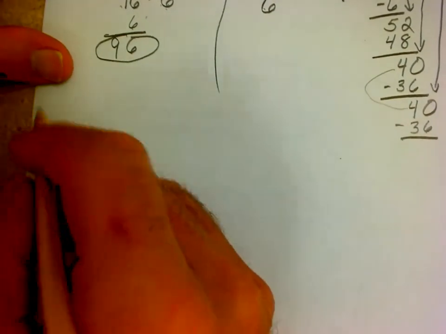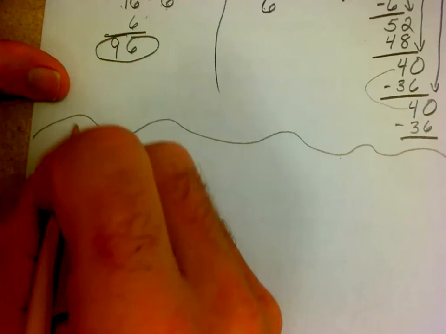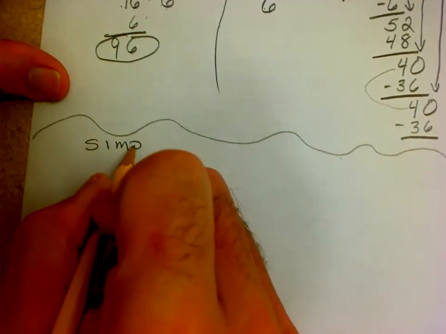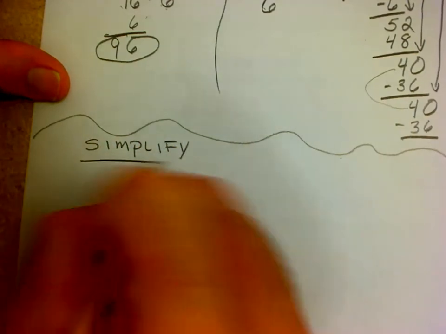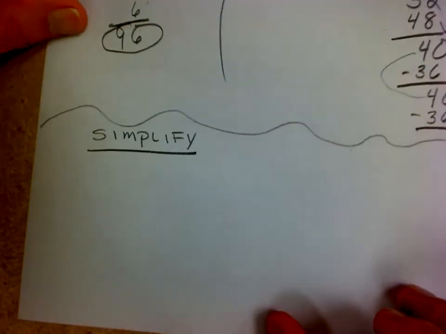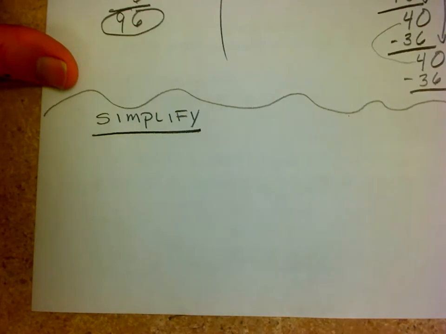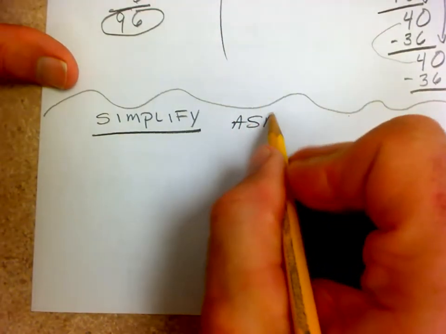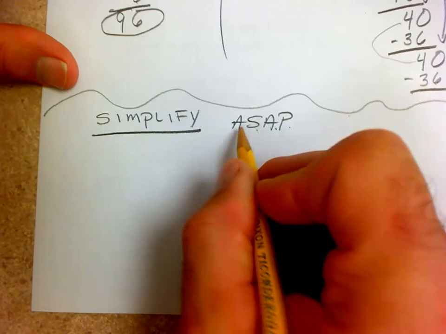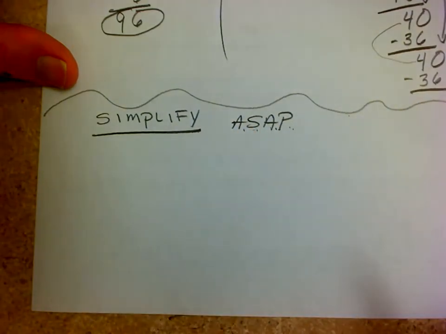All right, now those are the basics. I believe we're going to have a few simplify problems tonight. Remember, when we simplify, we're not going to solve. We just want to make them as simple as possible. This is where we can use our acronym, ASAP: as simple as possible. That's our goal when we're asked to simplify.